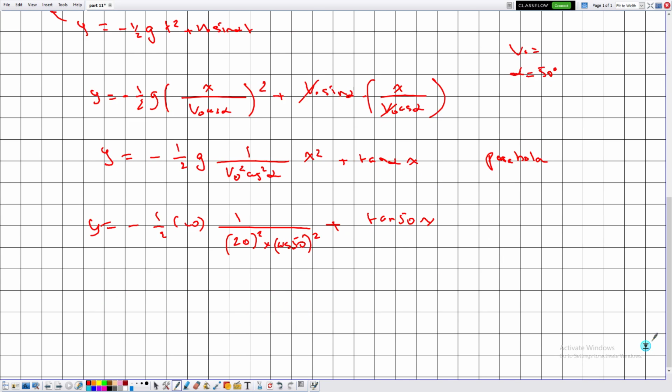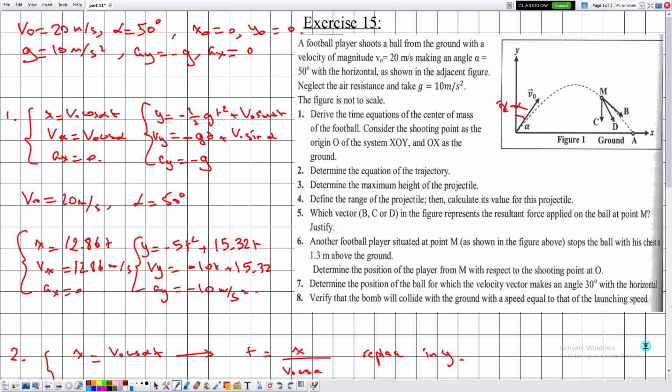Then the equation is given by y is equal to, now plugging this expression into the calculator, we have minus 0.03 x square plus tangent 50, which is given by 1.19x. So this is the equation of the trajectory. Okay, so this is it for number 2.